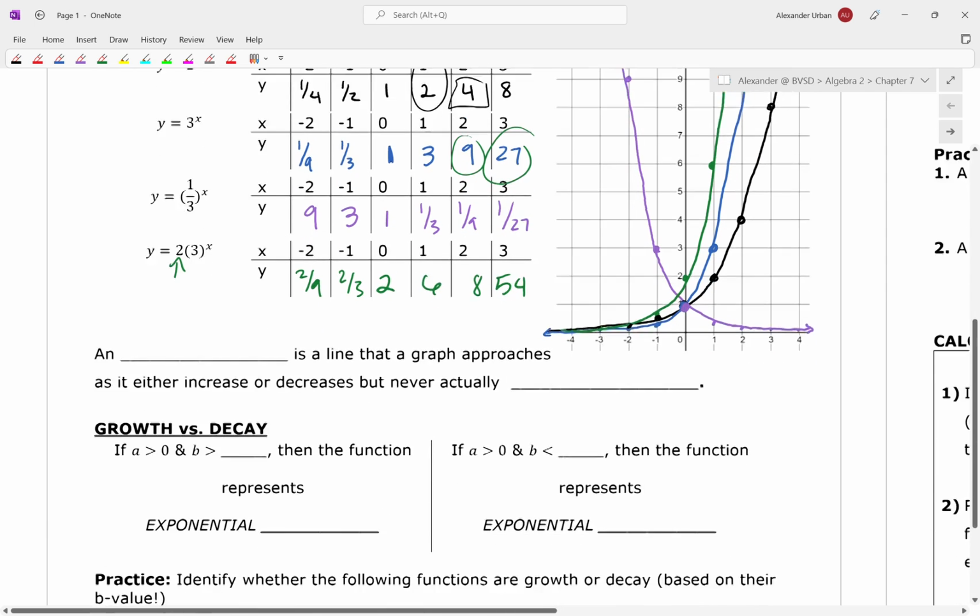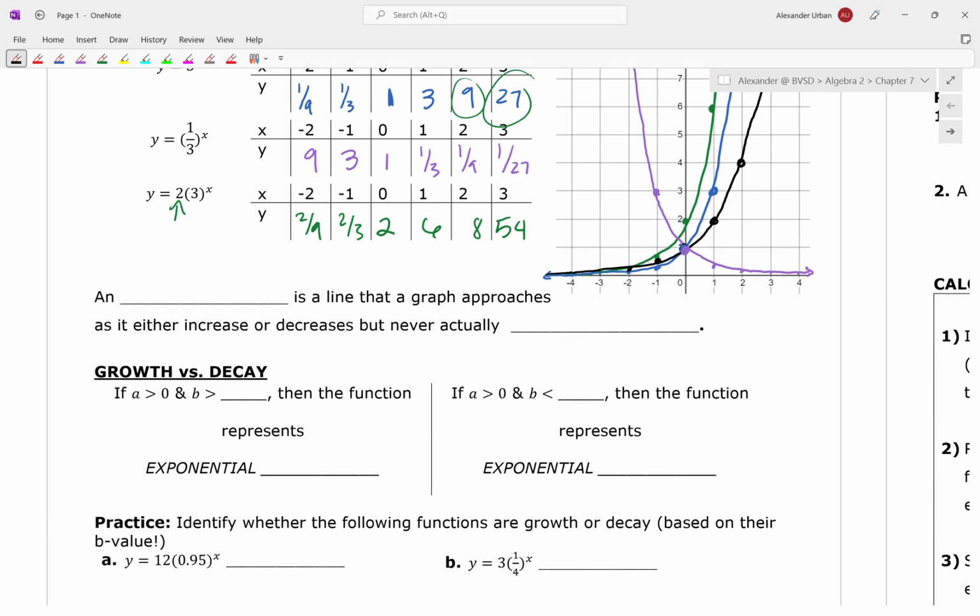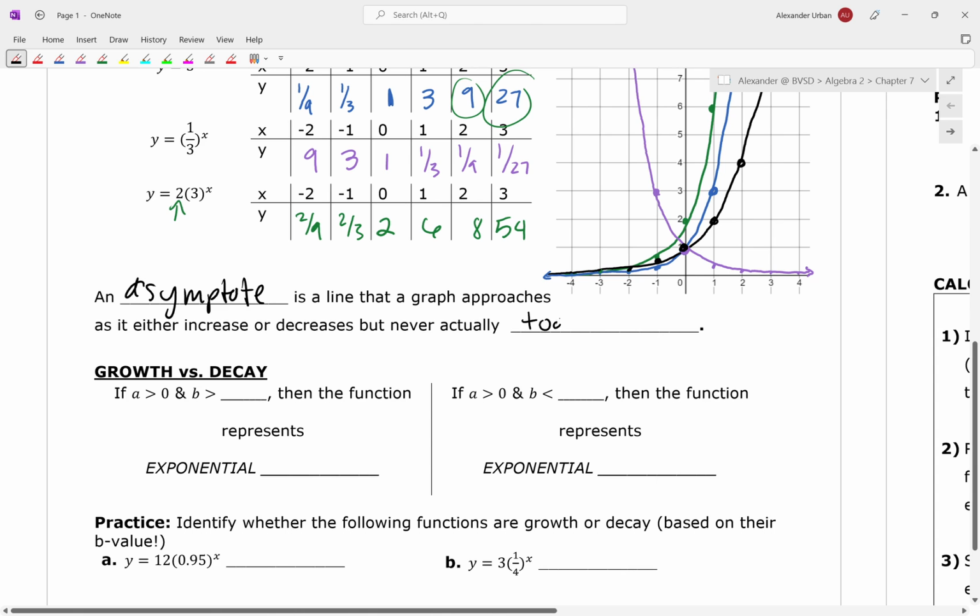So on to the next. An asymptote is a line that the graph approaches as it is either increasing or decreasing, but never actually touches, or you can put crosses.